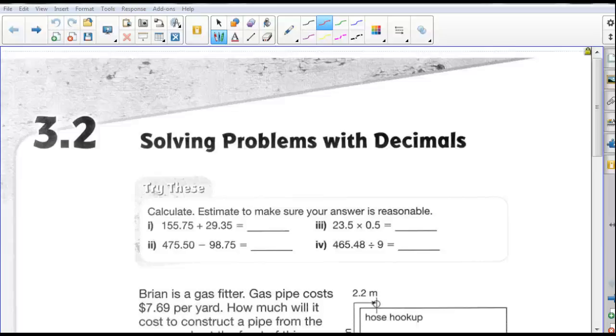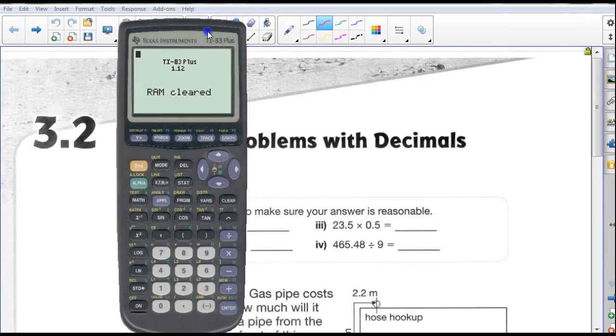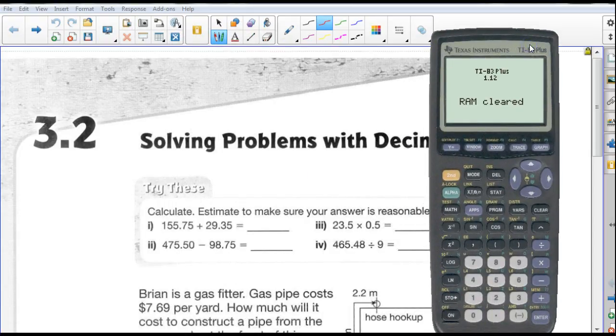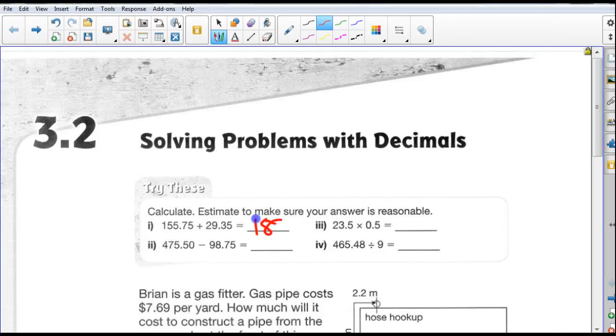Okay, on with 3.2, solving problems with decimals. Let's do a couple of warm-ups, like we always do. Take our calculator out. Let's do the first one on try these, 155.75. Let's add that to 29.35, and we get an answer of 185.1.